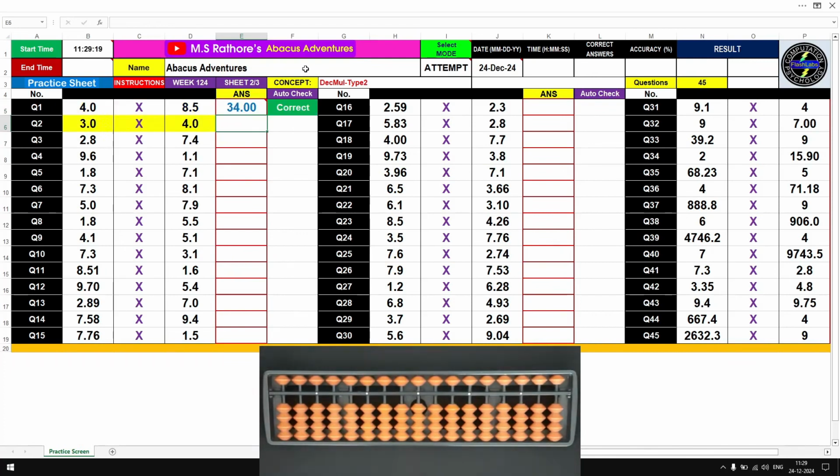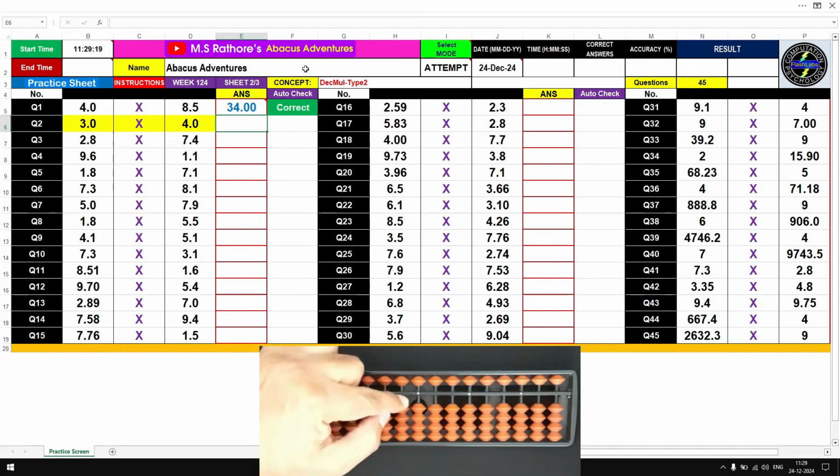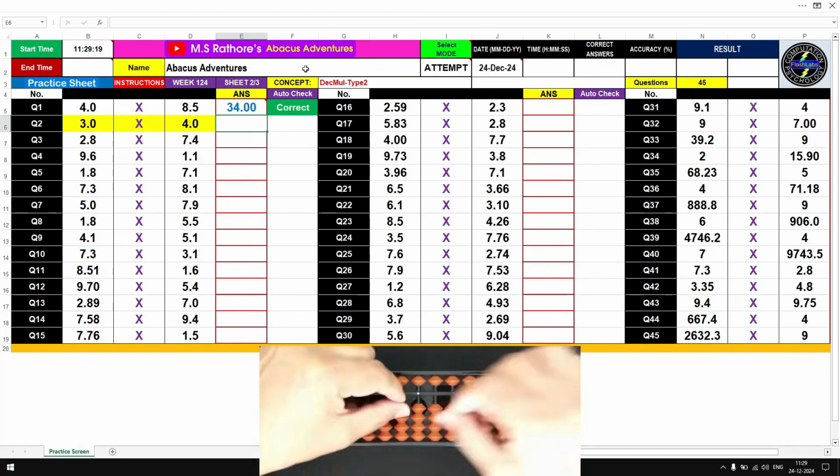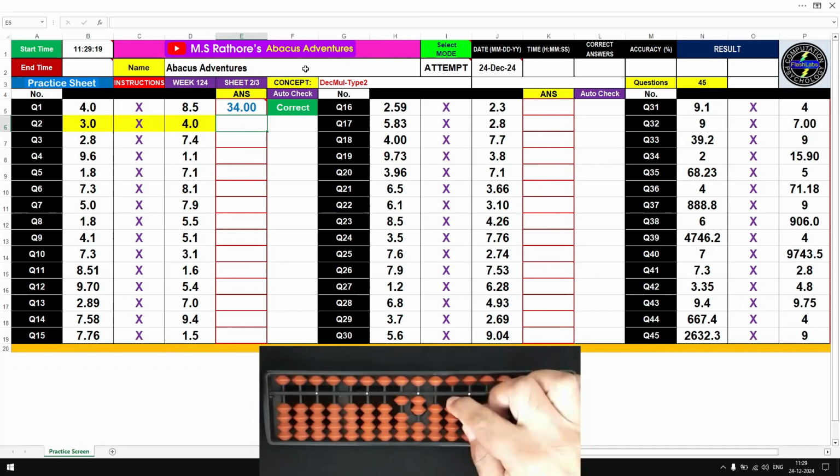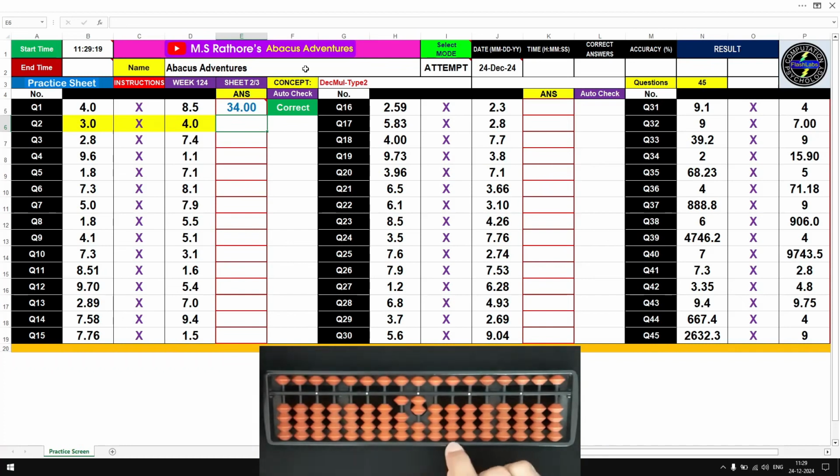Question number 2, 3.0 multiplied by 4.0. My finger is on rod number 2. 4 3s are 12, shifted, 4 zeros are 0 0. Round 2 begins now. 0 3s are 0 0, shifted, 0 zeros are 0 0, and the answer is 12.00.